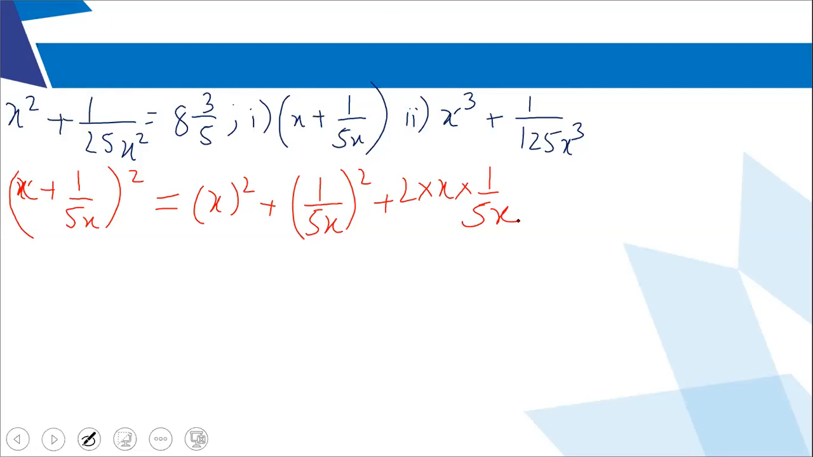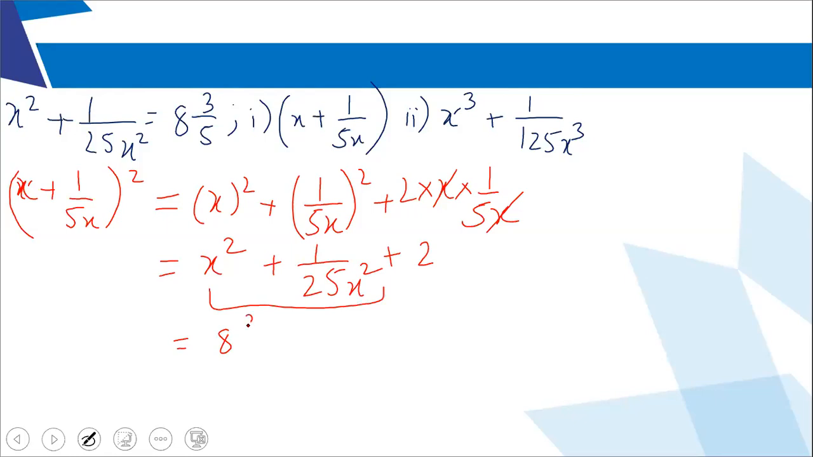Here I'm not writing the identity because the screen is small. So please understand that I'm applying the a plus b whole square identity, which is a square plus b square plus 2 into a into b. Here your a and b are x and 1 upon 5x. So in this 2ab, x and x will get cancelled, and finally you will be left with x square. The square will be applied to both numerator and denominator, and finally you will get this plus 2. Then in place of this you will put 8 3 upon 5, because it is given to me.